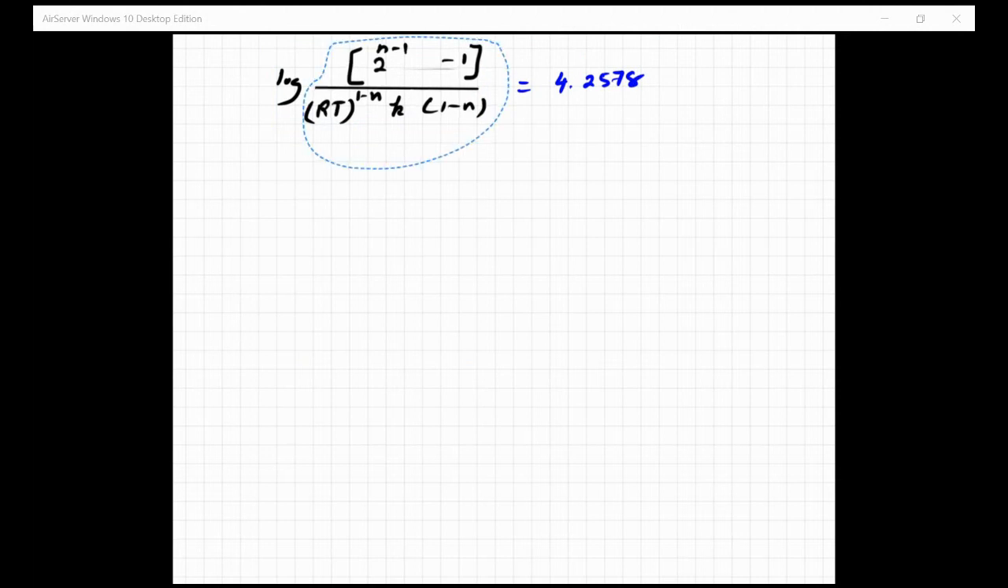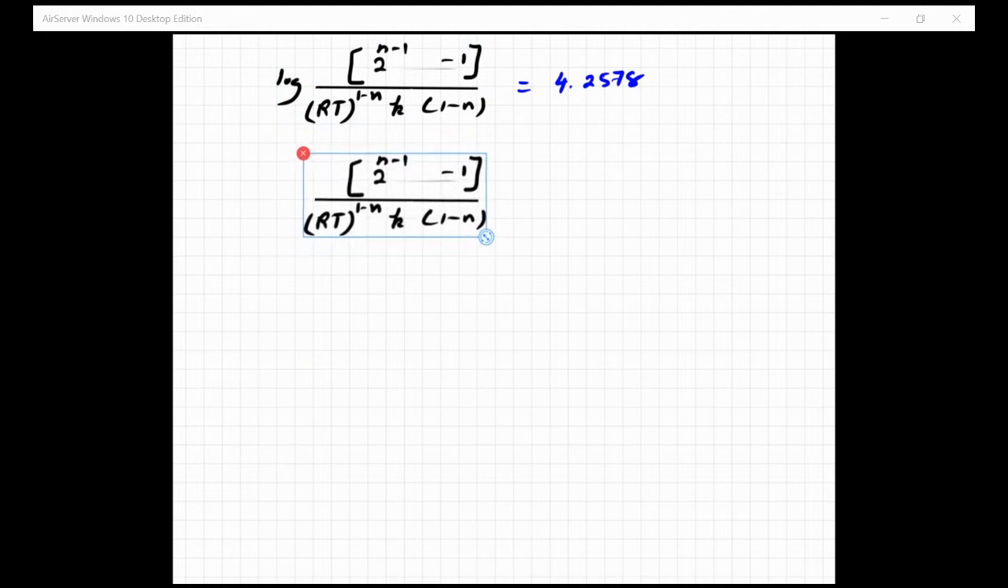So this is equal to what? It should be equal to 10 to the power of 4.2578. Now we have the value of n, almost, as we said, 1.76. The value of T is given, 1030 Kelvin.